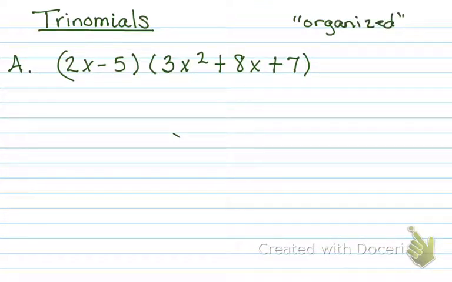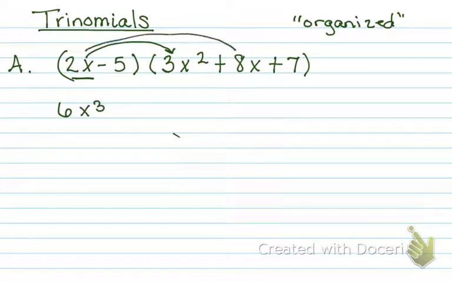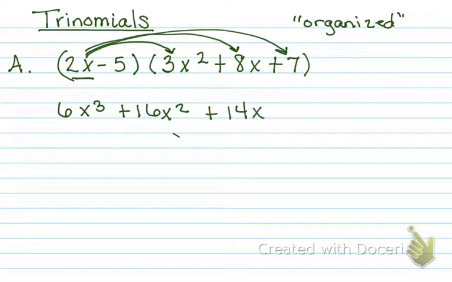So we're going to take our first term here, in our very first binomial, and we're going to multiply it by every term. So we're going to do 2x times 3x squared, and we have a 6x to the third. Then we're going to go by the 8x. 2 times 8 gives us our 16. We have x here and an x here, so we have an x squared. Then we're going to do 2x times our 7, so we end up with 14x.